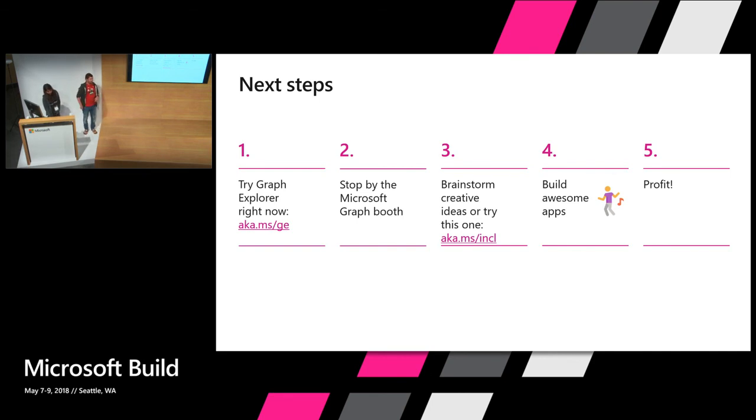Third, you can brainstorm creative ideas. If you don't have a creative idea, well, then you can steal ours, and you can go build this into a real application. Again, the gist will be posted at aka.ms/incl for inclusive language. Then go build awesome apps and profit, hopefully.